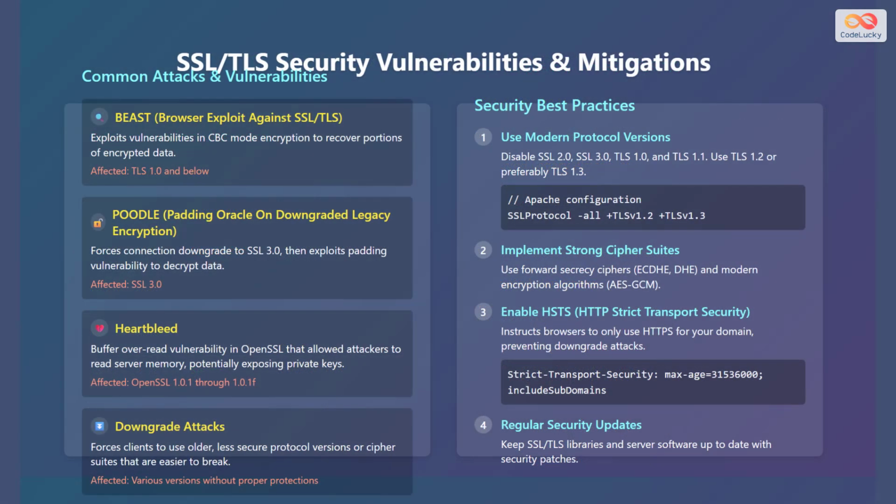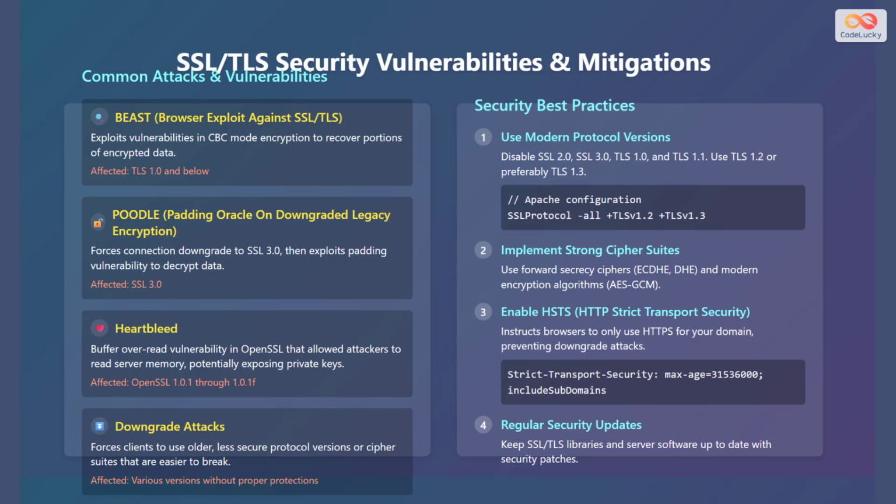Common attacks and vulnerabilities include BEAST, or Browser Exploit Against SSL/TLS, which exploits vulnerabilities in cipher block chaining mode encryption to recover portions of encrypted data, affecting TLS 1.0 and below. POODLE, or Padding Oracle On Downgraded Legacy Encryption, which forces connection downgrade to SSL 3.0, then exploits a padding vulnerability to decrypt data, affecting SSL 3.0.